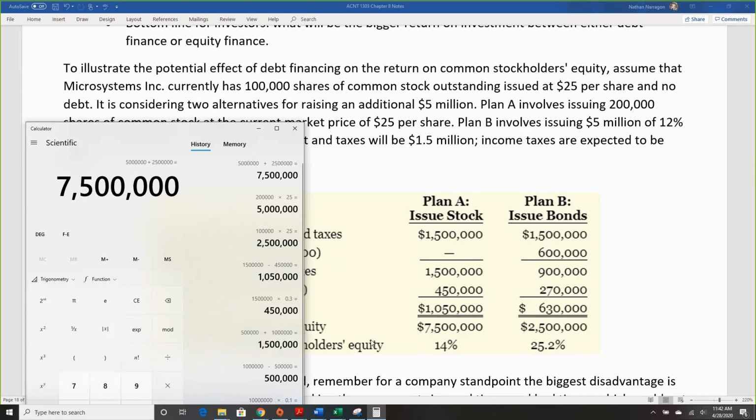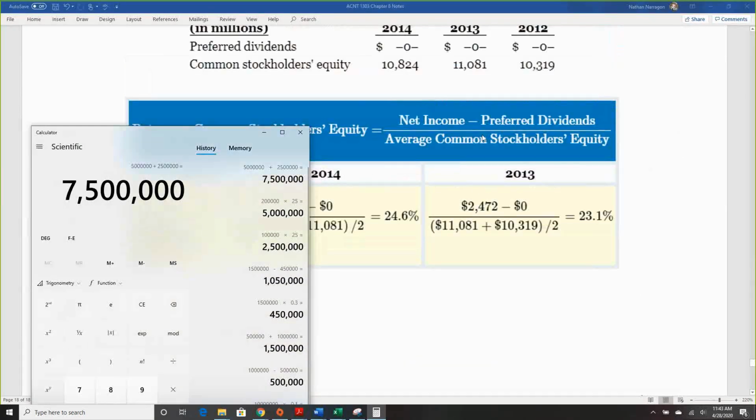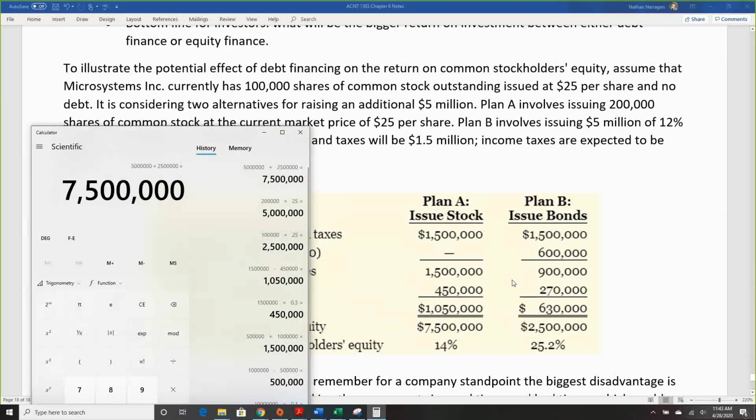And then they're going to find out the return on common stockholders' equity. Again, our formula is up here. I think they just basically take 1,550,000 and divide by 7,500,000, because again, they're looking for the increase. So Plan A, again, gives us 14% on return.